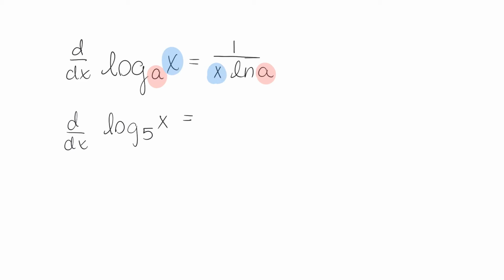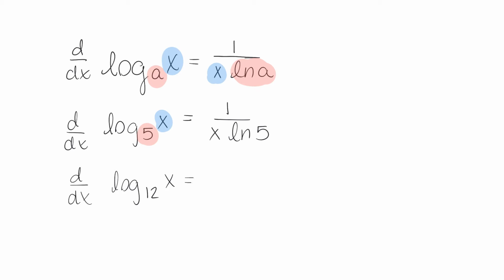Oh, and this log, natural log goes with the a. All right, so our a in this case is 5, and our x is, well, it's x. Okay, so the derivative is going to be 1 over x times the natural log of 5. So if I do that again, the derivative of log base 12 of x is 1 over x ln 12.